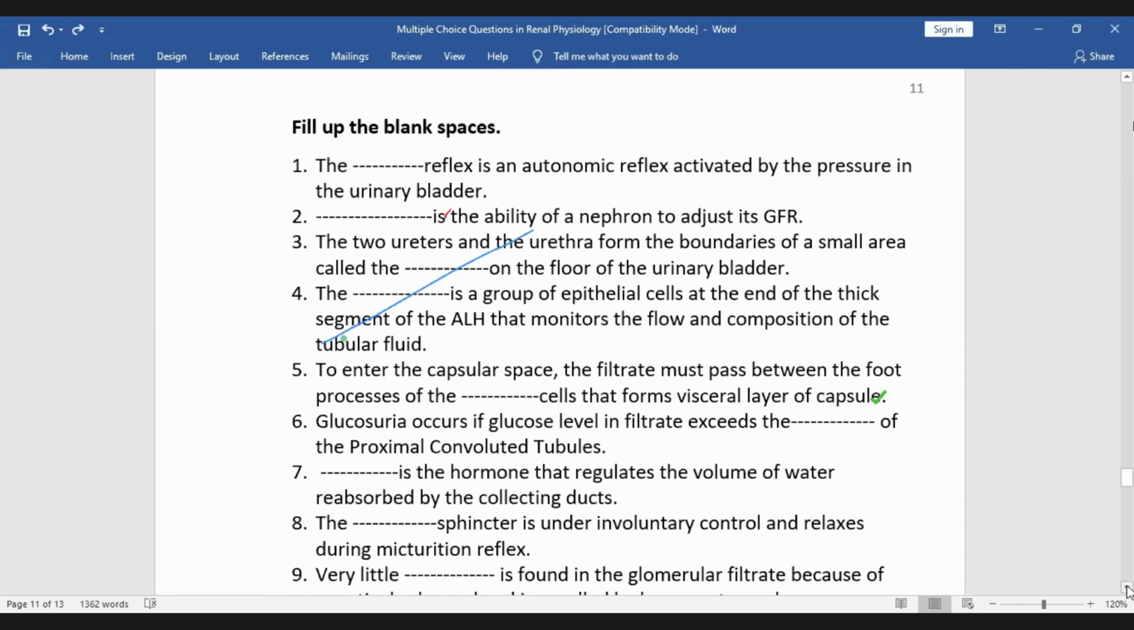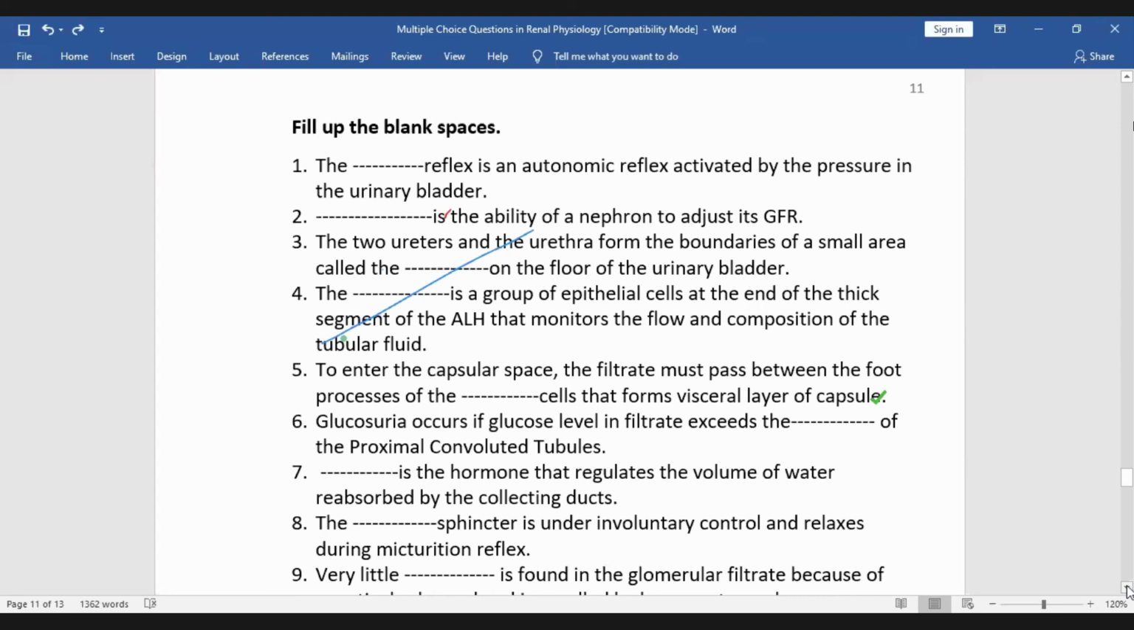Next one: the two ureters and the urethra form the boundaries of a small area called what? Trigone. Yes, the trigone is in the floor of the urinary bladder. There is a group of epithelial cells at the end of the thick segment of the ascending limb of the loop of Henle, which monitors the flow and composition of the tubular fluid. What is that? Macula densa. Yes, that is right.